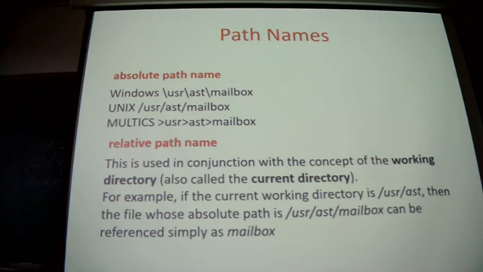So there are two key points. First, if the path begins with a slash, it is an absolute path. On the contrary, if the path doesn't begin with a slash, it is a relative path. And the second point is that using the relative path and the current working directory, you can get the absolute path. Okay.